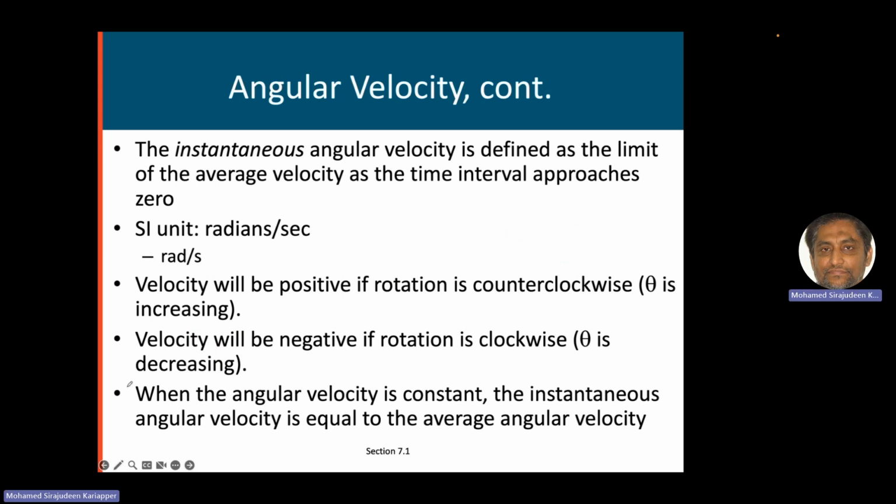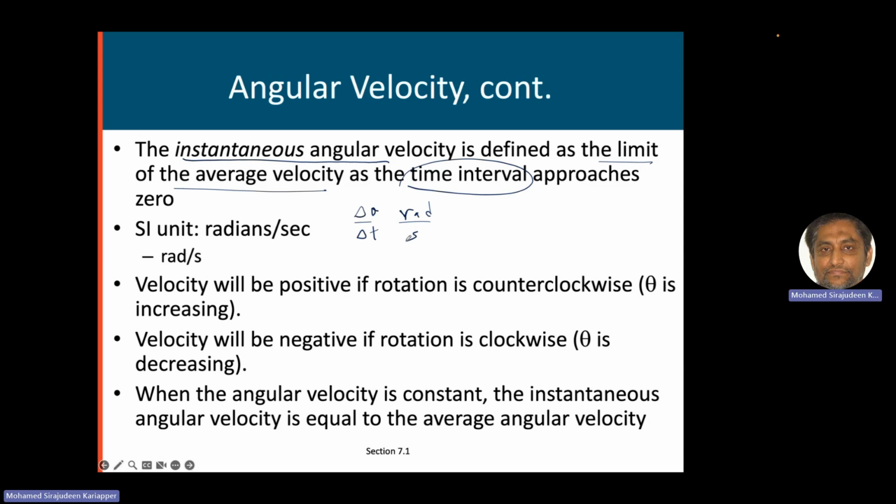Okay, so angular velocity, we define the average angular velocity. If you remember in chapter 2, what we did next is to talk about instantaneous velocity, because that was average velocity. So simply the same way, instantaneous angular velocity will be the limit of the average velocity as the time interval approaches 0. What about the unit? It is angular position divided by time. Angular position is radian and the time is second. So it will be radian per second.